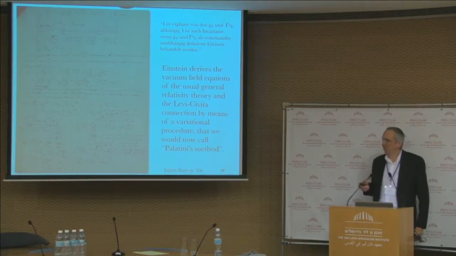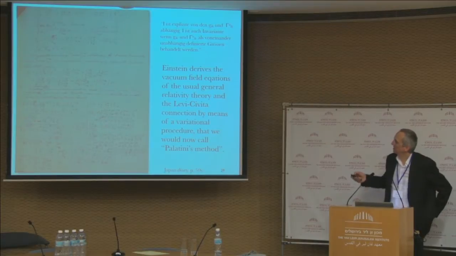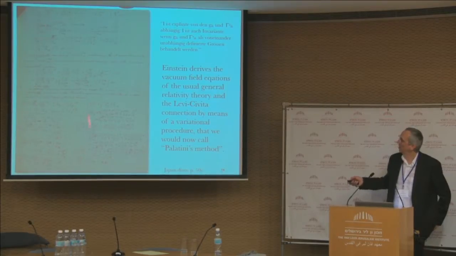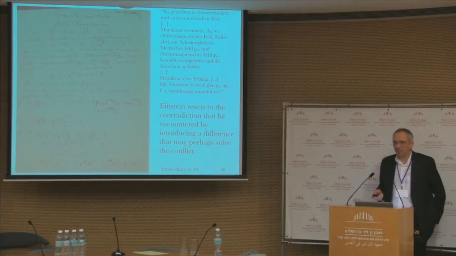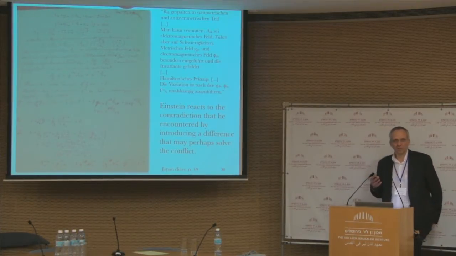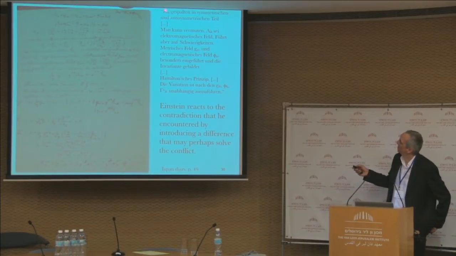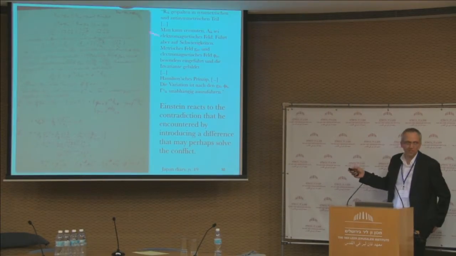So just to show you how this looks in the manuscript, this is where he does the variation of the action with respect to the metric and the connection, and basically this is Palatini's method. And then here's the page where I think he's reacting to the mistake or the problem that he had found, the difficulty. So he says we split R_ik into a symmetric and antisymmetric part. One can assume that A_ik be the electromagnetic field, but this leads to difficulties.